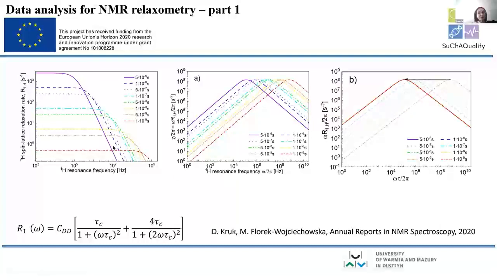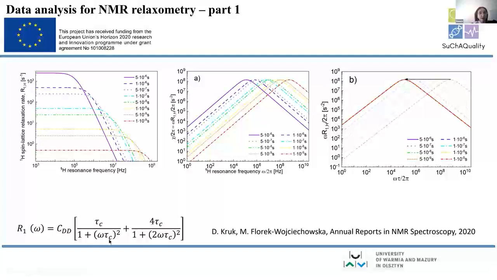Here, I performed some simulations. So I just plotted this formula for different correlation types, starting from quite slow motion to quite fast motion. And I plotted it up to 1000 megahertz, so it's 1 gigahertz. And what happened here?